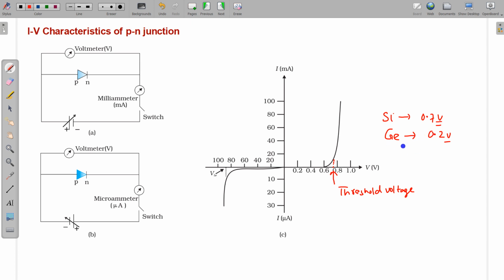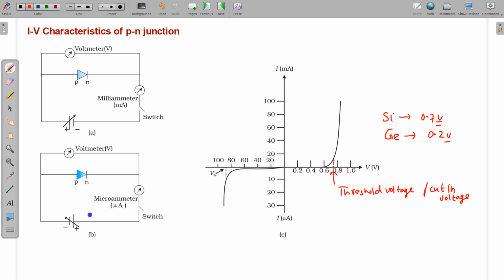These values may be required in some questions, and some questions have already been asked in JEE which require these facts to be memorized. So this is threshold voltage, also known as cut-in voltage. At this voltage, the diode becomes conducting. Conduction means there is a sharp increase in current. It has significant current after this voltage, and this current is of the order of milliampere.